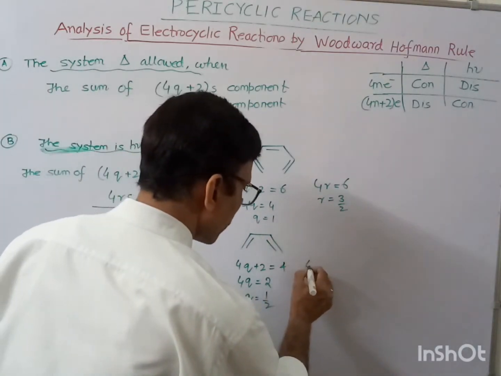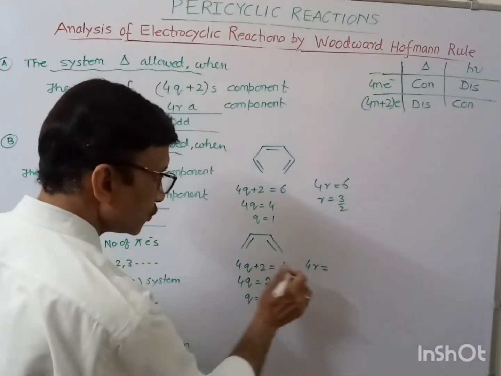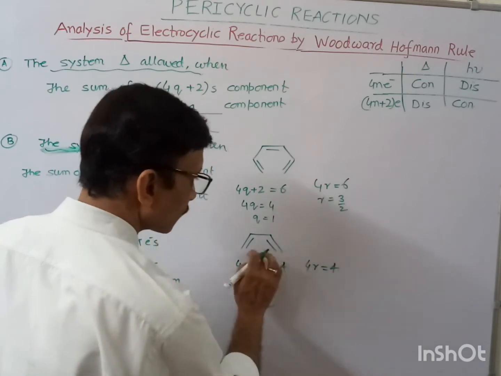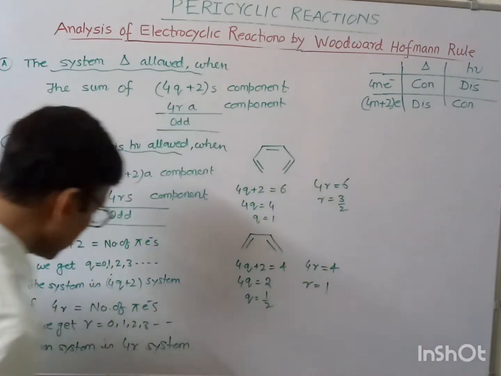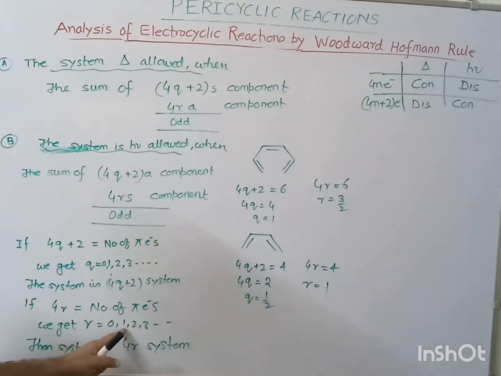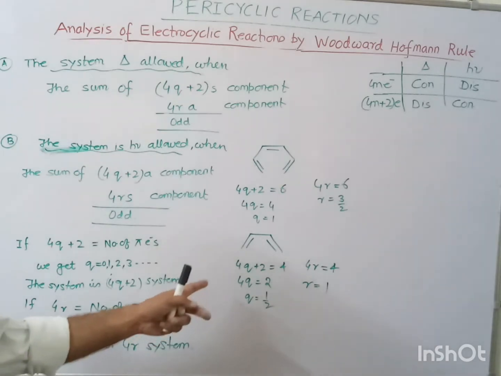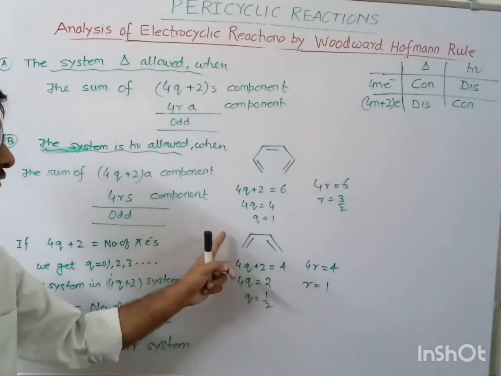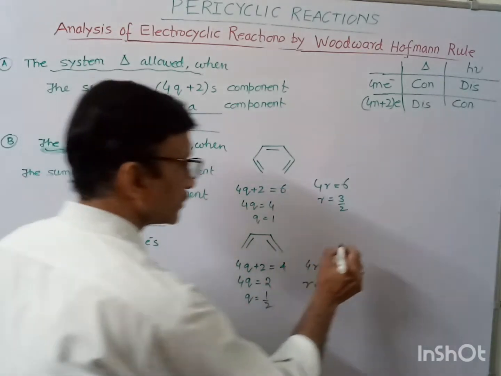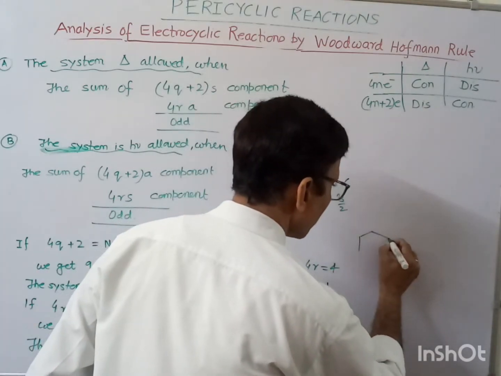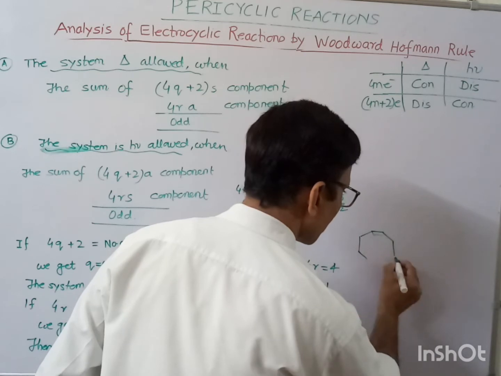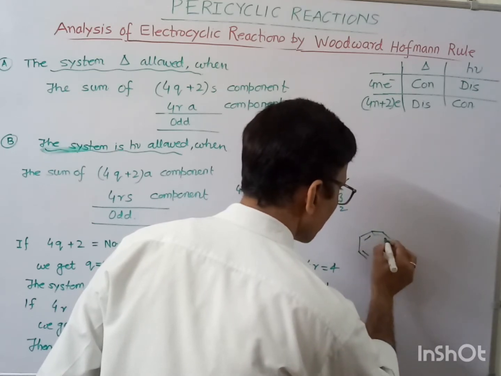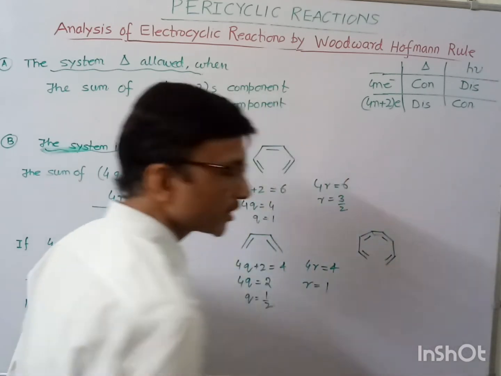Now if I put 4r equal to 4, the number of pi electrons in butadiene, here we are getting r equal to 1. That's why it is a 4r system. In the same way, suppose we take octatetraene.